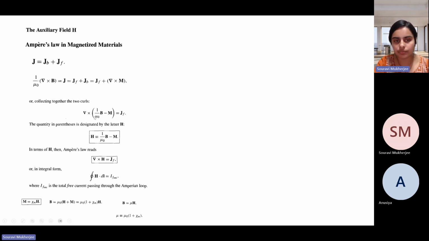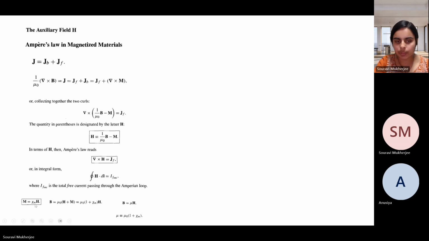So from here, now you find this relation. Here JF is your free volume current density, right? The term that you get, you denote it as H, and that is called the auxiliary field. Then Ampere's law reads curl of H is equal to JF, where JF is only the free volume current density, right? And in the integral form, it would look something like this.